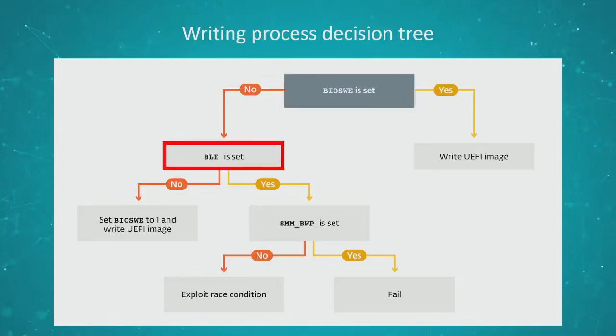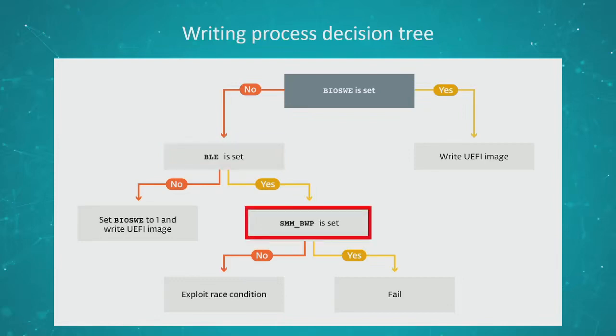But if it is not set to 1, then it will check if BIOS lock enable is activated, and if it is not activated, then it will just flip BIOS write enable to 1, and then it will write the UEFI image. And finally, it will also check for SMM BIOS write protect, and if it is not set, it will exploit the race condition that we just spoke about. Otherwise, it will just fail.